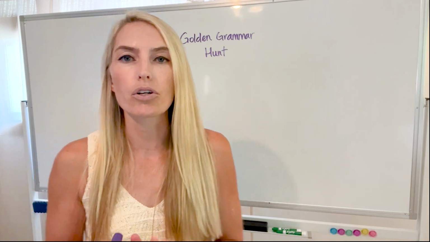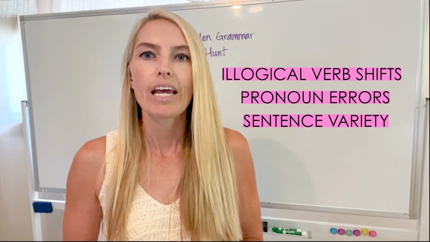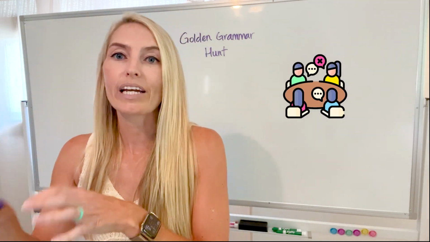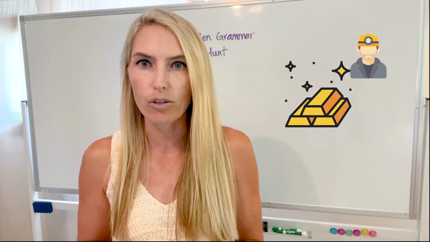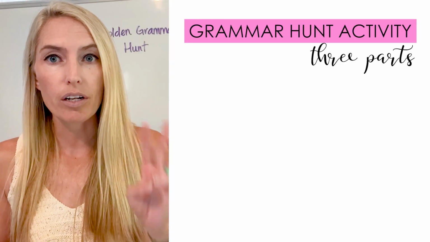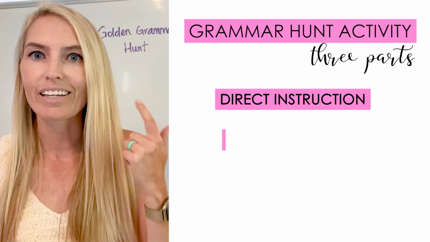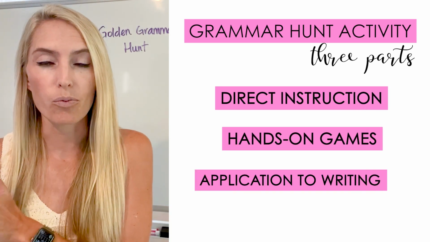So students will learn all about illogical verb shifts, pronoun errors, and sentence variety. And then using this knowledge, they will work in small groups, and they're going to race to find gold that an old map maker hid over 200 years ago. So it's really cool, the theme around this. The grammar hunt's actually broken into 3 different parts, just like our EB grammar program. That's direct instruction, engaging hands-on games and activities, and then finally application to writing.